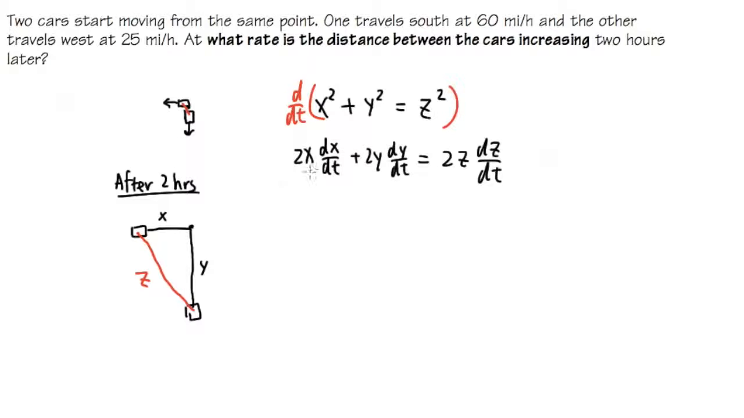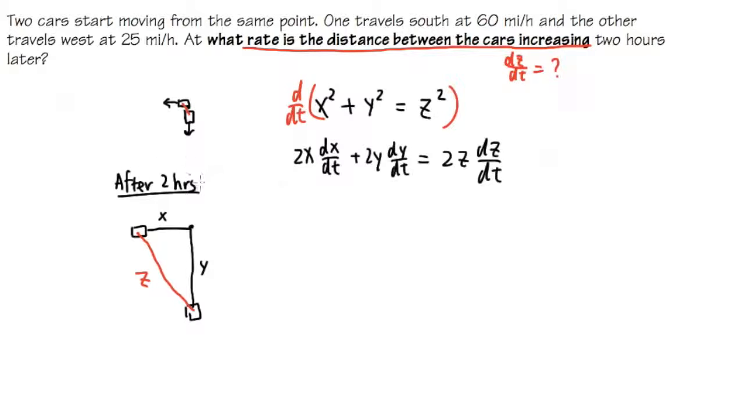Alright, so now we have an equation with the derivative, namely the rate equation. As long as we figure out what's x, dx/dt, y, dy/dt, and z, we can solve for dz/dt. Because the question right here says at what rate is the distance between the cars increasing. We're trying to find out what dz/dt is. Because you see, the rate means the derivative. The distance between the cars is this one. So that's why dz/dt, we don't know. We want to find out.